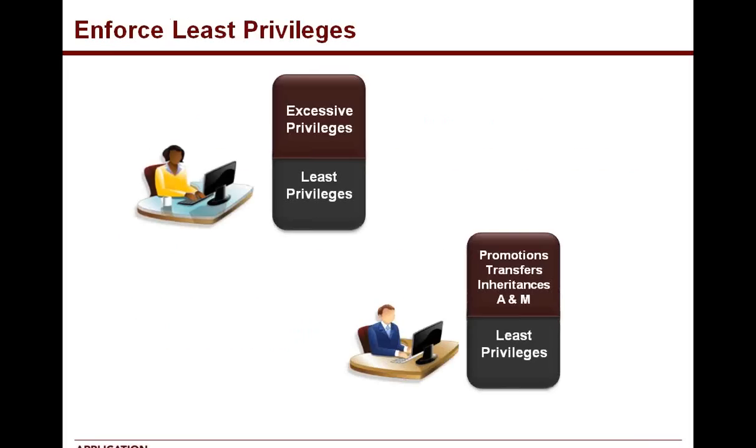The third step we talked about is to enforce least privileges. And what happens is over time, users begin to accumulate excessive privileges. This happens through things like promotions and transfers and inheritances, acquisitions and mergers, where a user has a change in job, they get a new set of privileges, but organizations typically don't do a good job going back and eliminating the old privileges. And this can create toxic combinations of privileges which allow users to do things that you don't necessarily want them to do.